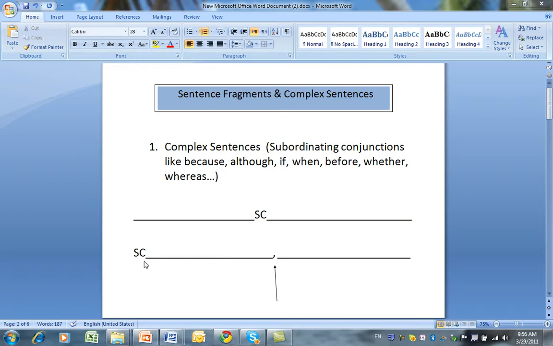Now, of course, I'm going to show you examples. One of the most critical factors when writing is that students sometimes put a full stop between the parts. And you should not have a full stop, you should have a comma. I'll show you some examples.